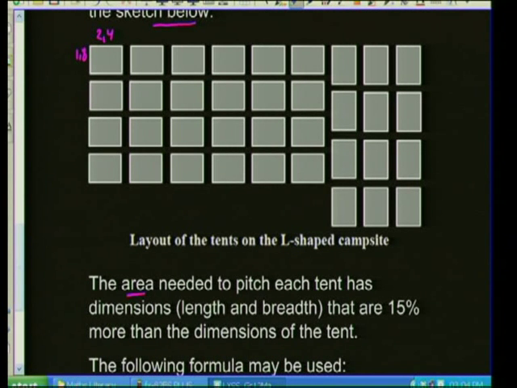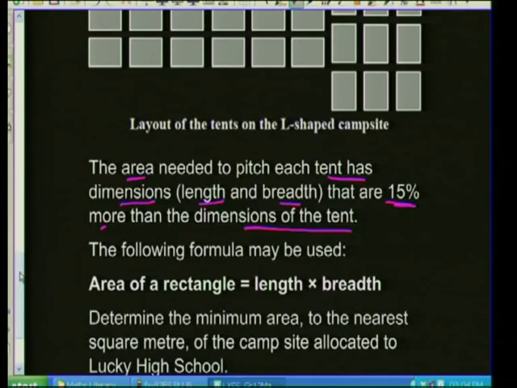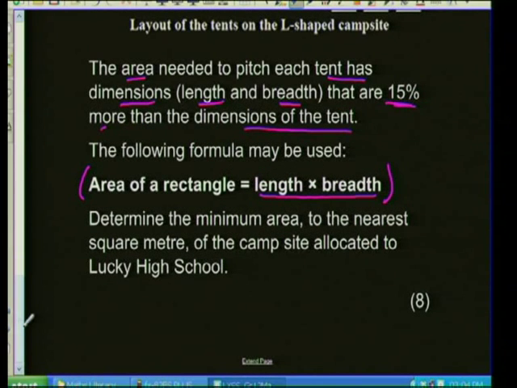The area needed to pitch each tent has dimensions, that is the length and the breadth, that are 15% more than the dimensions of the tent. Right, so we need 15% more. The following formula may be used. The area of a rectangle is length times breadth. Be careful, guys, this particular formula you might not always get. Determine the minimum area to the nearest square meter of the campsite allocated to Lucky High School.